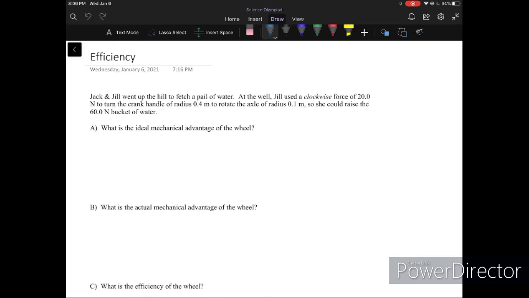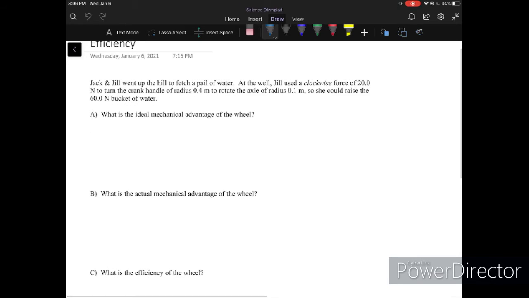First question is, what is the ideal mechanical advantage of the wheel? Well, we know the ideal mechanical advantage of a wheel is equal to the length of our effort arm divided by the length of our resistance arm. And we know the length of our effort arm from the problem statement is equal to 0.4 meters. We also know the length of our resistance arm is equal to 0.1 meters.